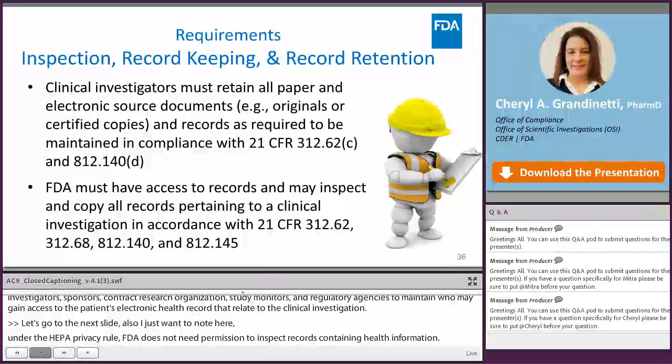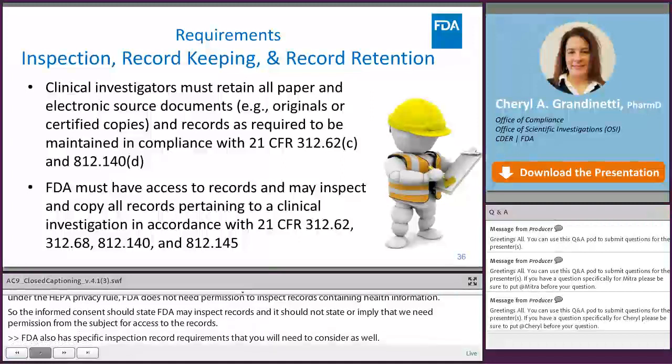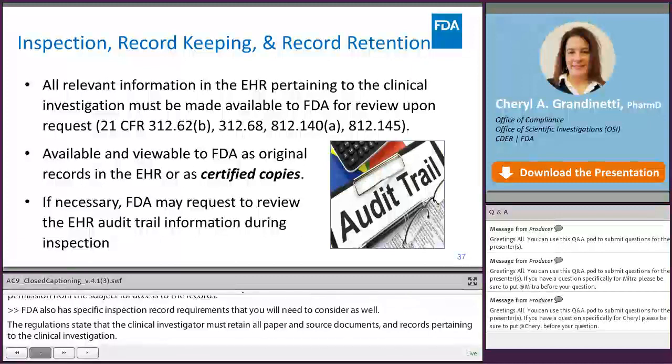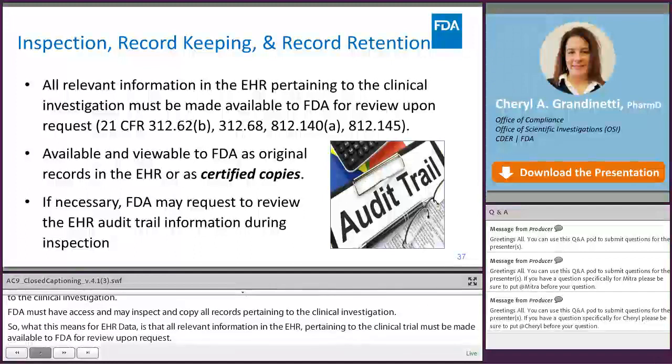FDA also has specific inspection, record keeping, and record retention requirements that you'll need to consider as well. The regulations state that the clinical investigator must retain all paper and source documents and records pertaining to the clinical investigation. And FDA must have access and may inspect and copy all records pertaining to the clinical investigation. So what this means for EHR data is that all relevant information in the EHR pertaining to the clinical trial must be made available to FDA for review upon request. And it can be available and viewable to FDA as original records in the EHR or as certified copies.